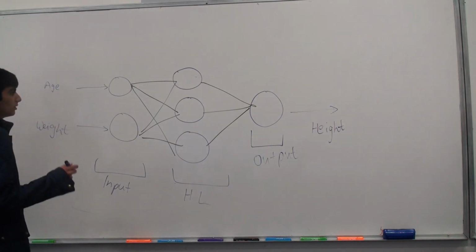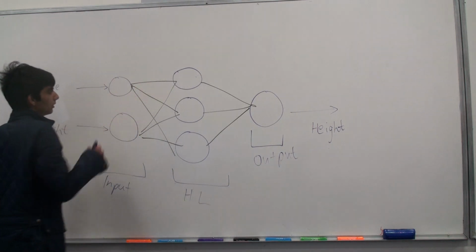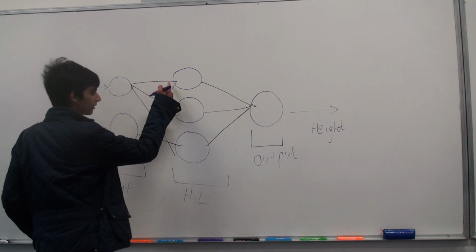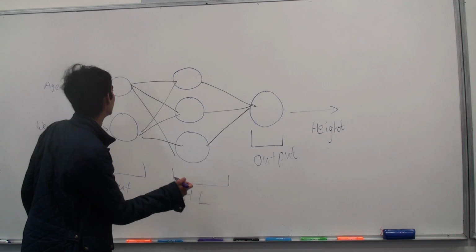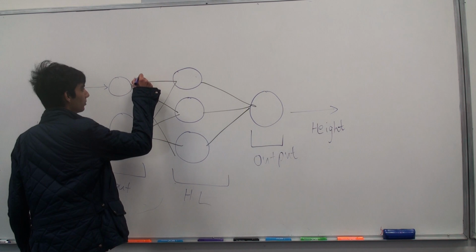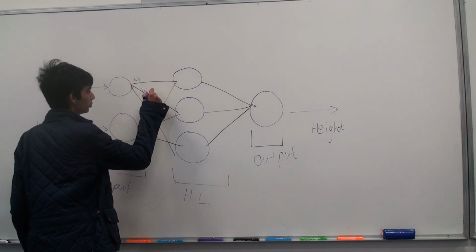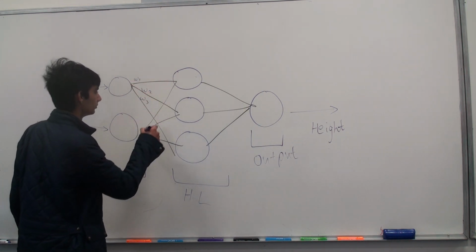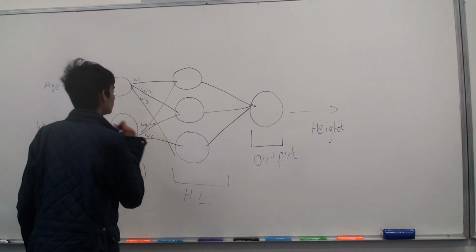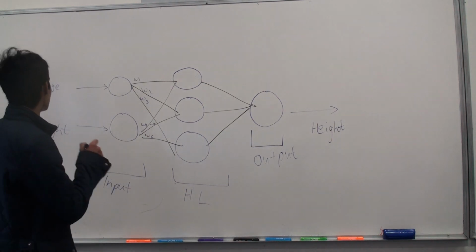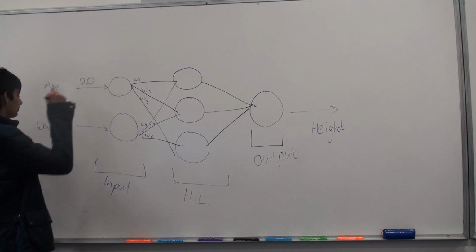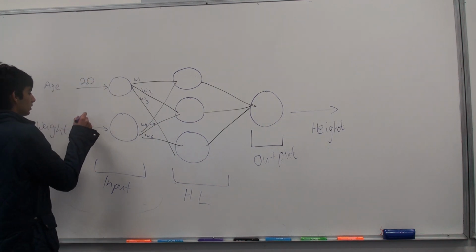So how this works is, this is our input layer, and it's connected to each node in the hidden layer. For every connection, we define a weight, a randomly assigned weight. We'll call this W1, W2, W3, and so on for every connection we have. Right. So let's say we have an age of 20 years old and weight, say, 70.